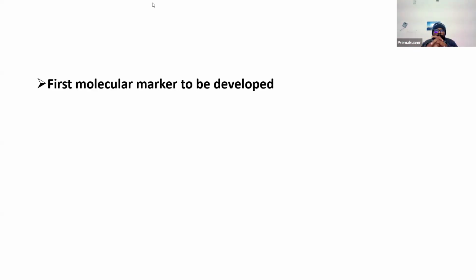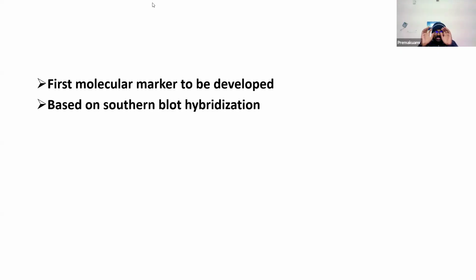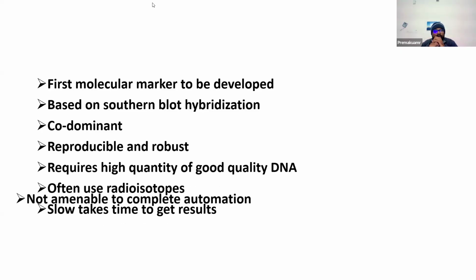Just please read. And RFLP is the first molecular marker to be developed, and it's based on southern blot hybridization. I will discuss southern blot hybridization. I will not ask the question. And it's codominant. The RFLP marker is codominant in nature. I will discuss how we can explain.